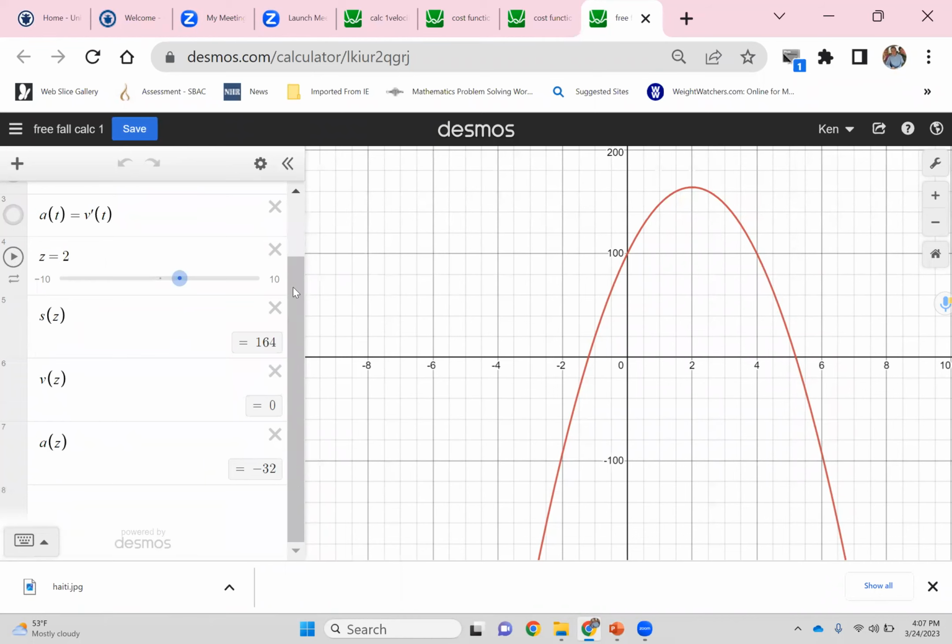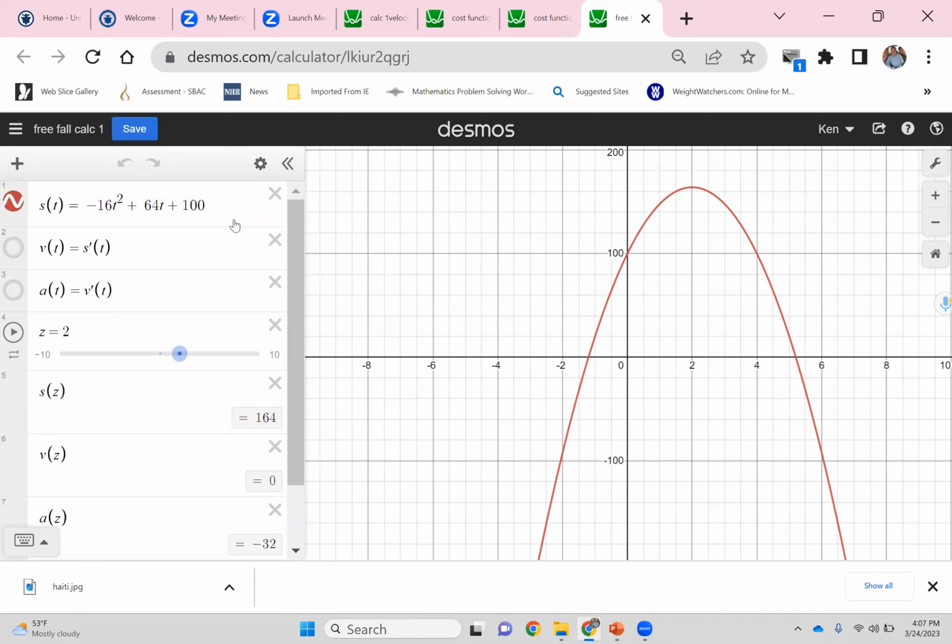Now this is great. If you have your function, when you're doing your homework, plug it in there. What if we're talking about at 4 seconds? Well, at 4 seconds, the position is 100. It's on its way down. We can see that right there. The velocity is negative 64 feet per second because it's going downward. And the acceleration is negative 32 feet per second. We see that doesn't change.